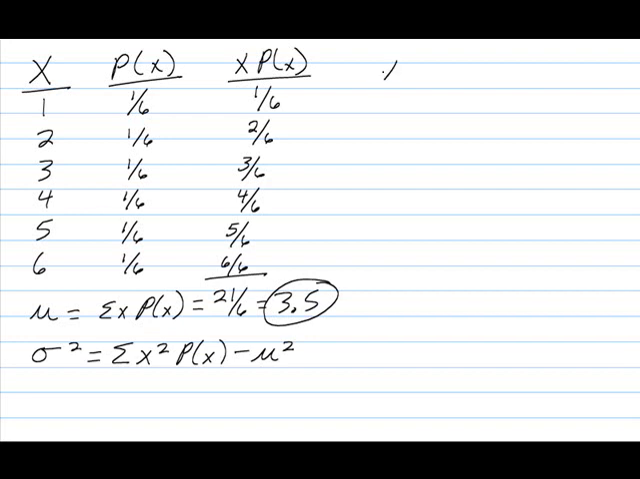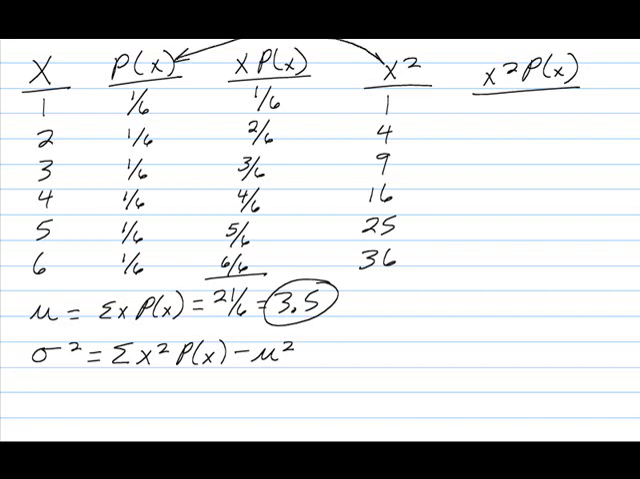So order of operations would tell us first that we have to square our x values. So you take 1 squared, 2 squared, 3 squared, and so on. So once you get the x squared values, then you take x squared times p of x. And my suggestion is you just create additional columns for these. The one thing you want to be careful of is when you take x squared times p of x, make sure you multiply the correct columns. So you get 1 times 1/6, 4 times 1/6, 9 times 1/6, and so on.